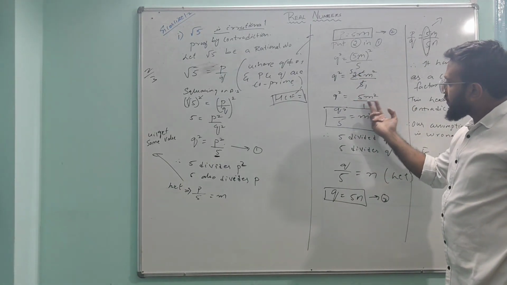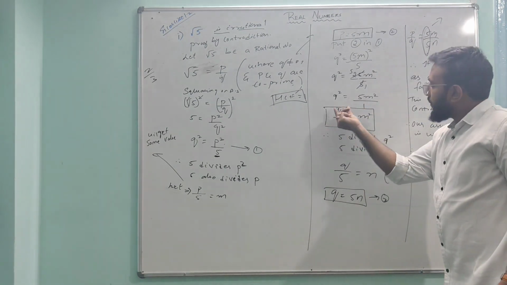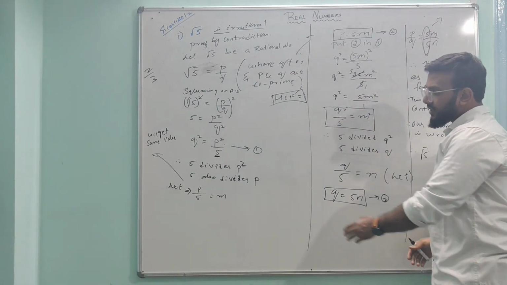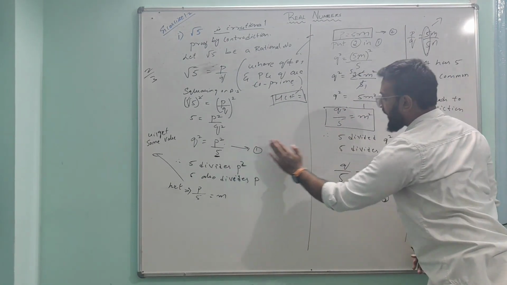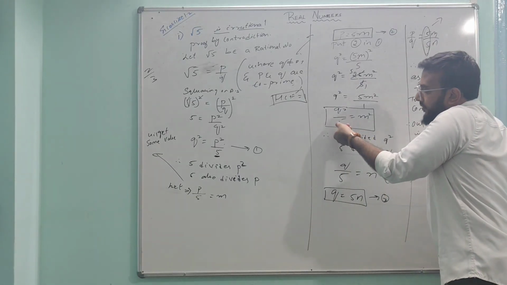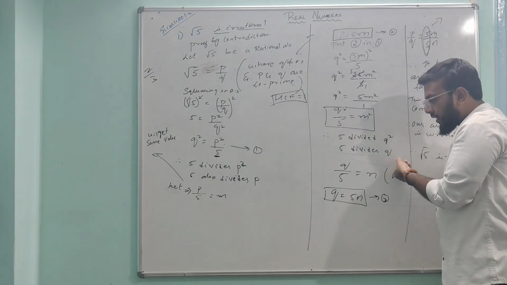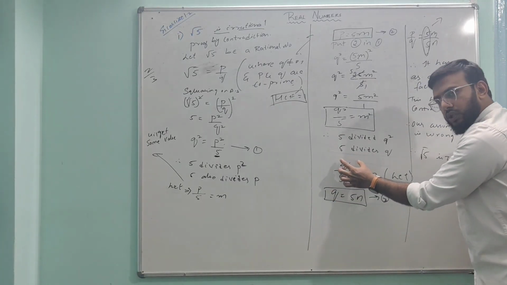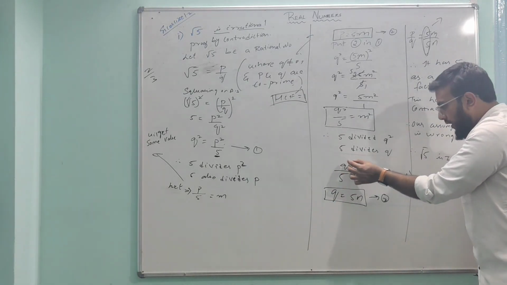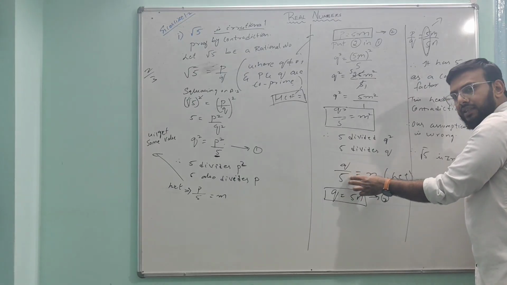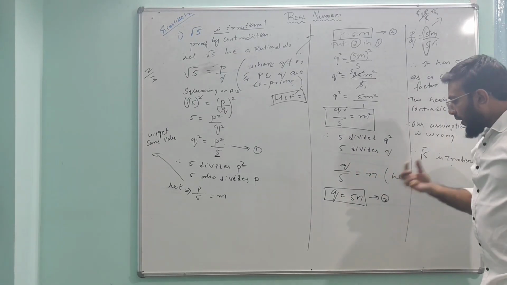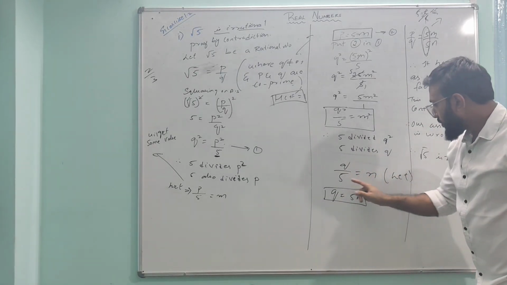So q square by 5 equals m square. If you see carefully, this and this look similar. What I can tell is 5 divides q square, so 5 also divides q. I'll take some value for it, whatever the value I considered. Cross multiply, q is equal to 5n.